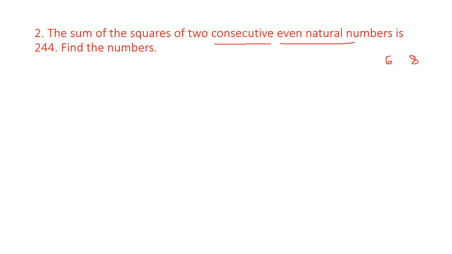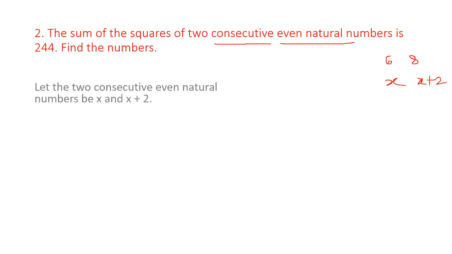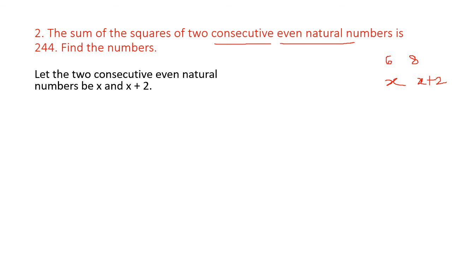So if I consider x instead of 6, my next even natural number will be x plus 2? Yes, because for the next consecutive even natural number we have to add 2 to it. So we say let the two consecutive even natural numbers be x and x plus 2. Okay, so after that what we do here, we are going to use the condition given. So what is the condition given to us? Let us have a look.